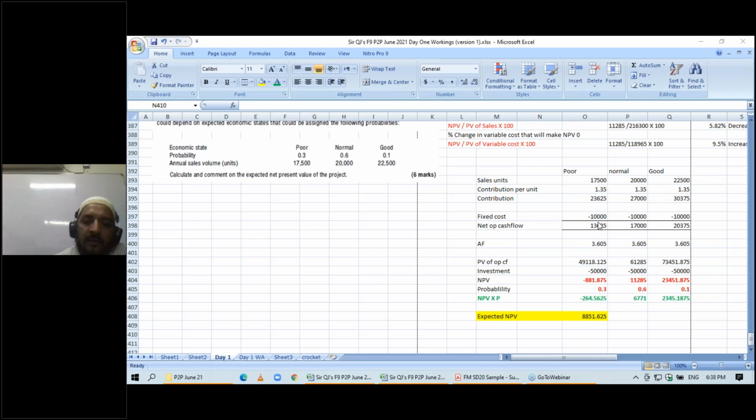Yes, if you first multiply your probabilities with the cash flows, and then you multiply with the annuity fraction, you will get the same answer. The reason behind this is that the annuity fraction is the same. The rates are not changing. The annuity fraction is 3.605. It's the same for every year.